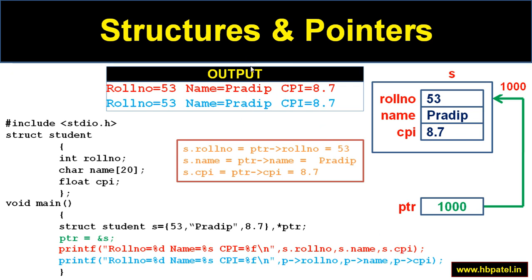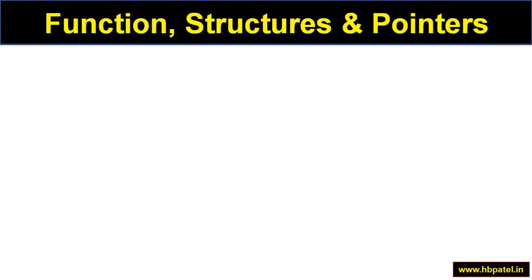So I'm going to get the same output whether it is s dot something or ptr arrow something. So this is how you can make use of pointers in structure. Pointers can be used to access structure members. Let's have now the last program wherein we try to combine all these three things together: function, structure and pointer.